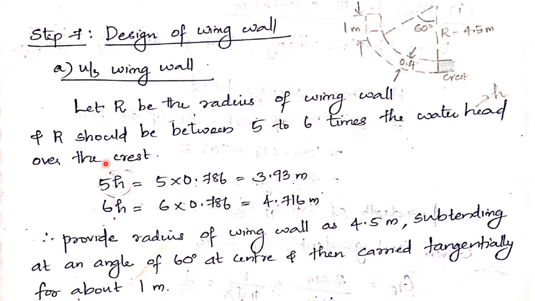In this step you have to remember that the radius will be between 5h and 6h, and everything else will be the same for every question. Therefore look in this small figure. This is an upstream wing wall with a radius of 4.5 meters and central angle, or the angle subtended at the center, that is 60 degree, and the thickness of the wing wall will be 0.4 meters.